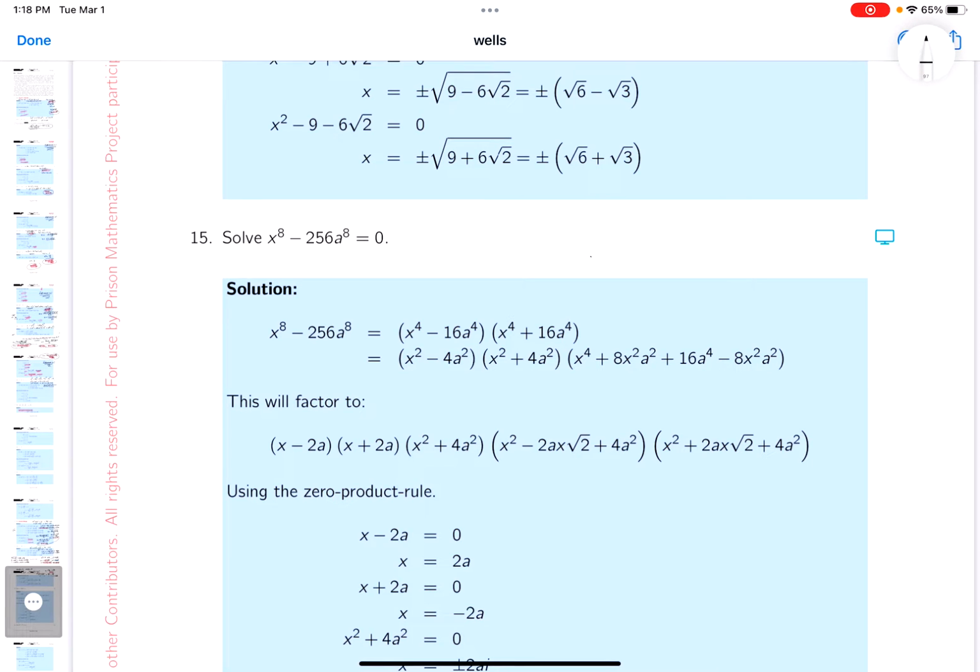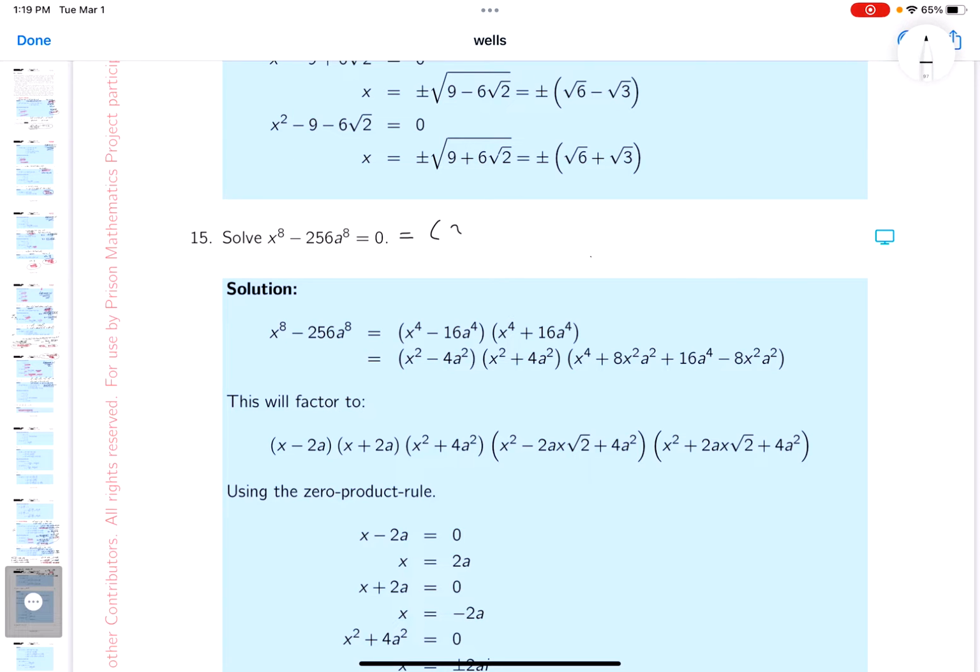Okay, this is an eighth degree polynomial we're solving for x. There's going to be 8 solutions to the problem. Looking through it, the first thing I'd probably do is, it looks like the difference of perfect squares, right from the get-go. So let's write that one down. And what are you going to get there?